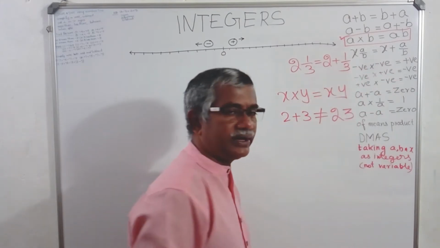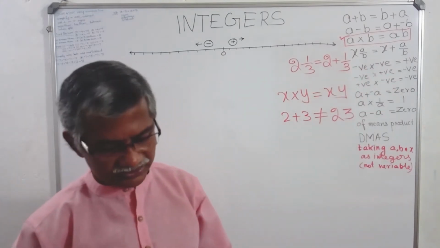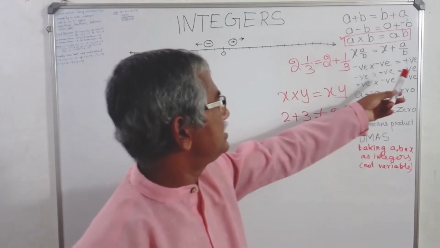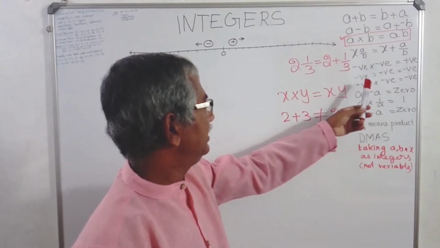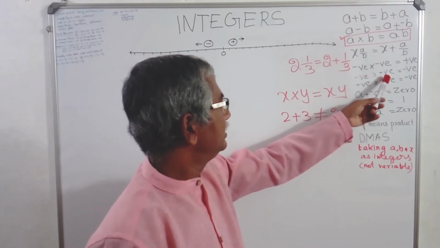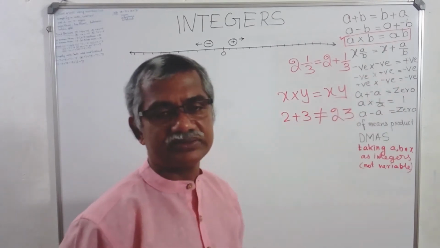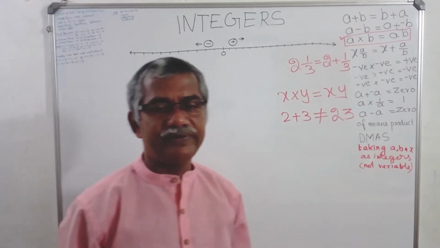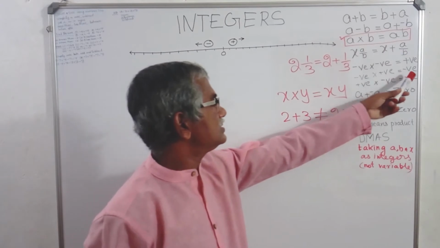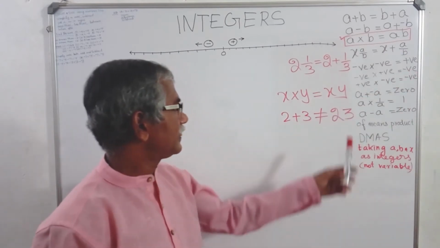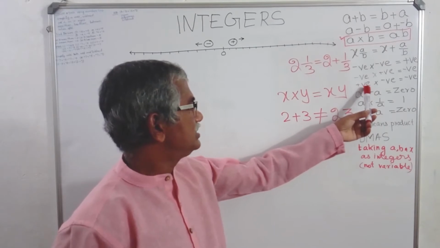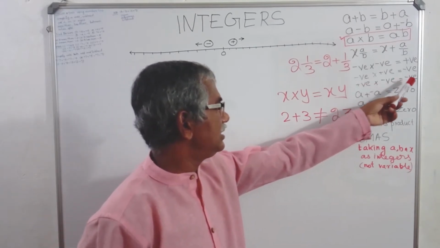Next one, the product of two negative numbers or integers is always positive. Again, the product of a negative integer and a positive integer, or a negative and a positive, is always negative. Vice versa, positive into negative, the result is negative.